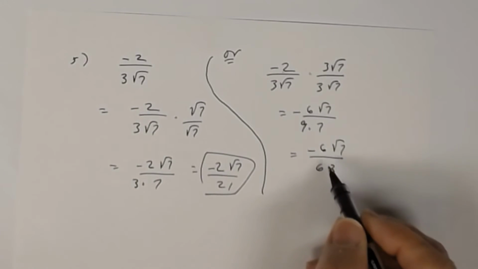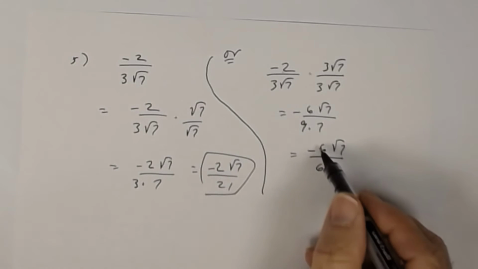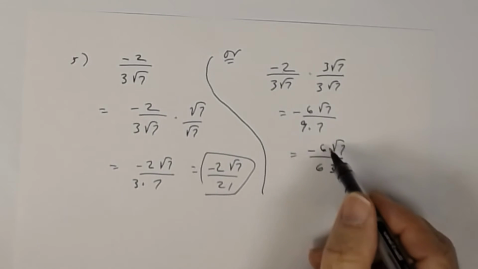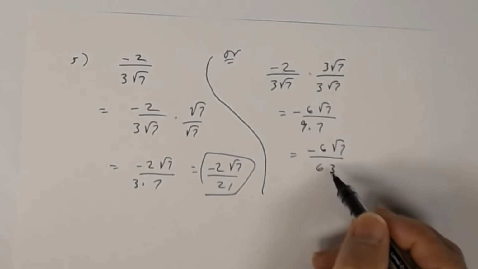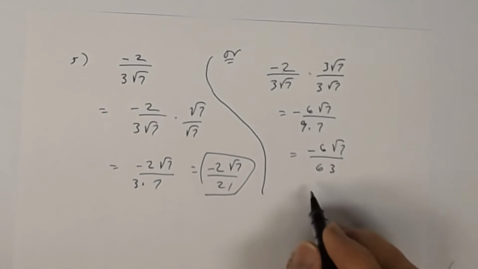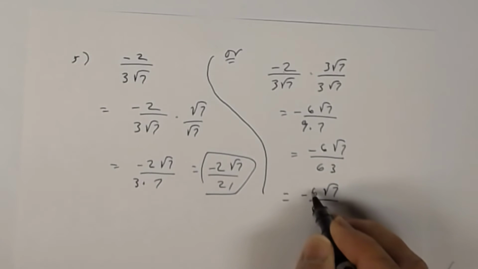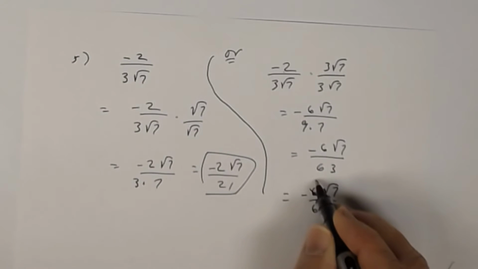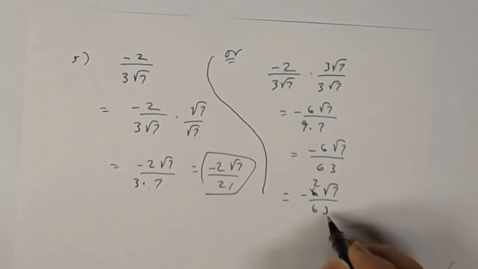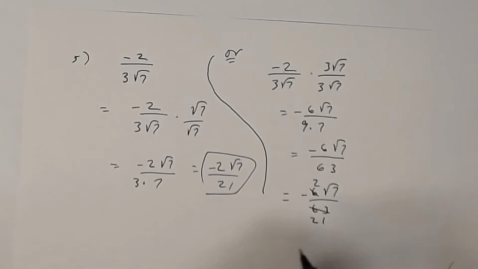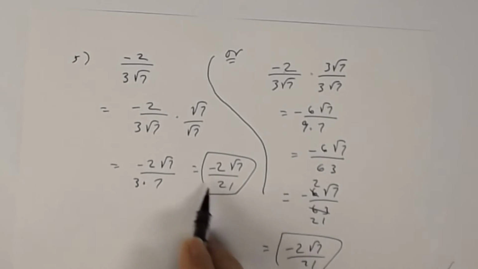And then go ahead and reduce. So the numerator, the negative 6 and the 63 are both divisible by 3. So let me go ahead and rewrite this over. So 6 divided by 3 is 2, and then 63 divided by 3 is 21. So the answer then is negative 2 square root of 7 divided by 21. And that's what we got here.